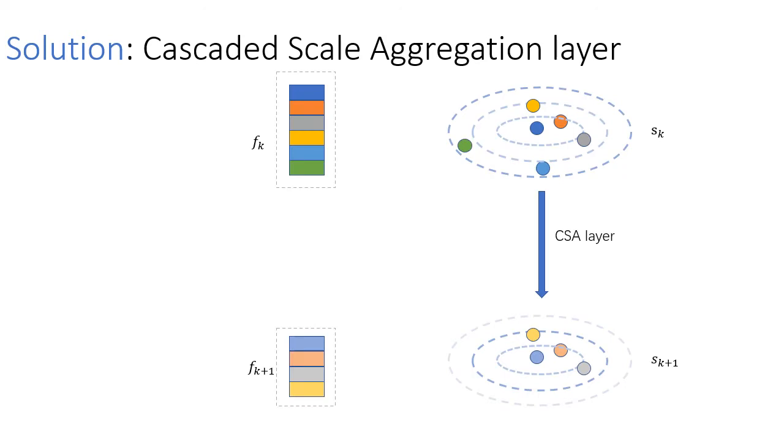To address the problem of scale selection, we use a novel architecture design called the Cascaded Scale Aggregation (CSA) layer. As shown in the figure, the CSA layer is in charge of extracting features from different scales.